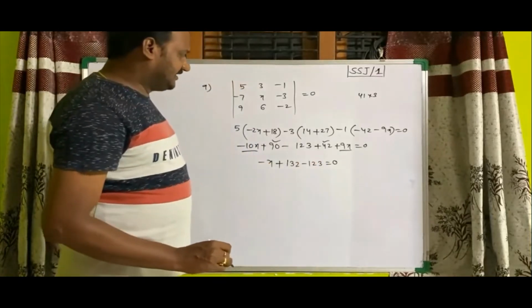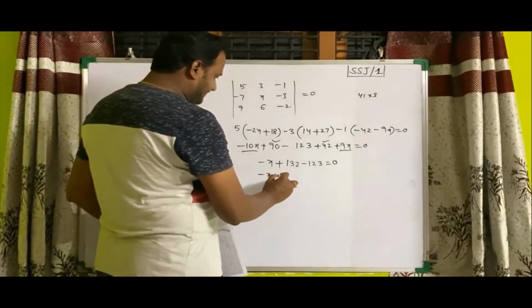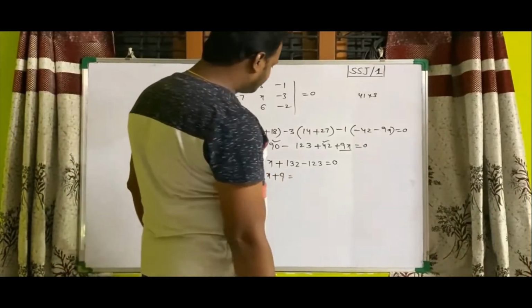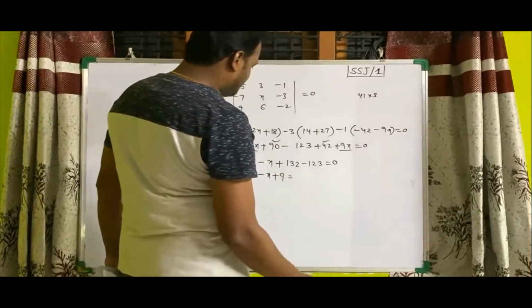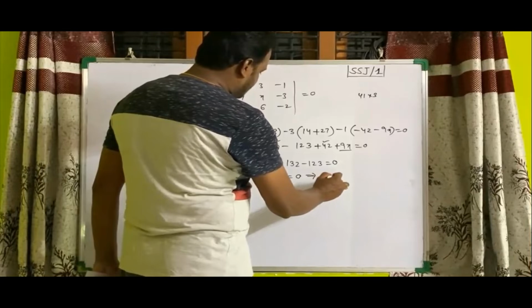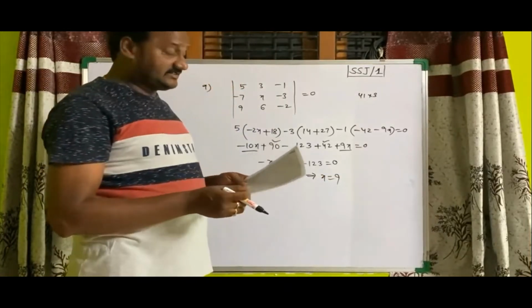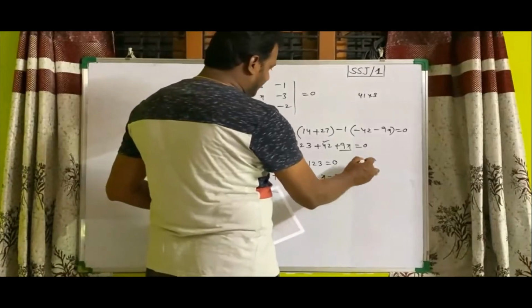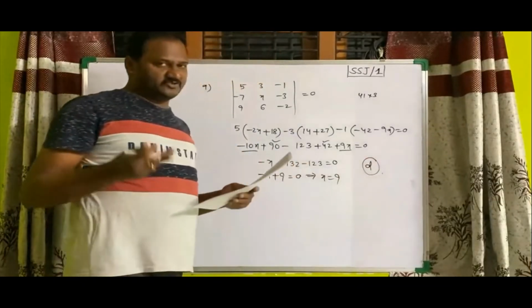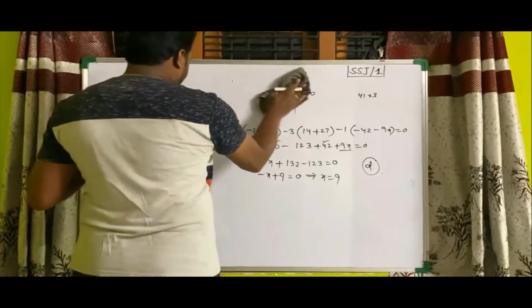What is 132 minus 123? It is 9. So minus x plus 9 is equal to 0. Therefore, the value of x is equal to 9. Where is that? That is option D. This is a simple calculation, right? I think you don't have to use your brain much. Right. Moving on to the next one.